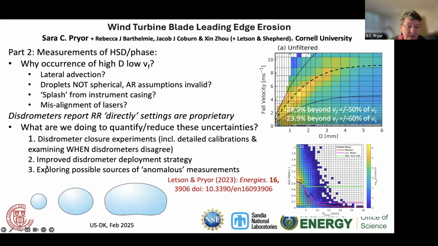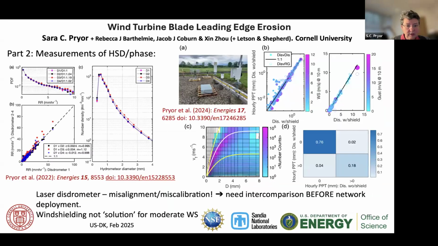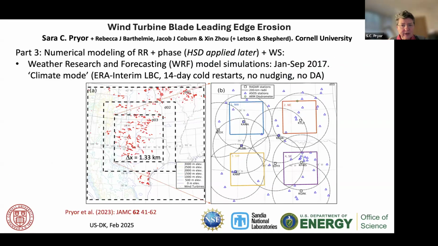So what we're doing is trying to explore distrometer closure experiments, distrometer deployment strategies, and then doing individual case studies where we see distrometers disagreeing to try and better understand this performance issue. Very quickly, we've also been looking at using numerical modeling, both in the context of filling in space where we don't have measurements, but also in a predictive context.